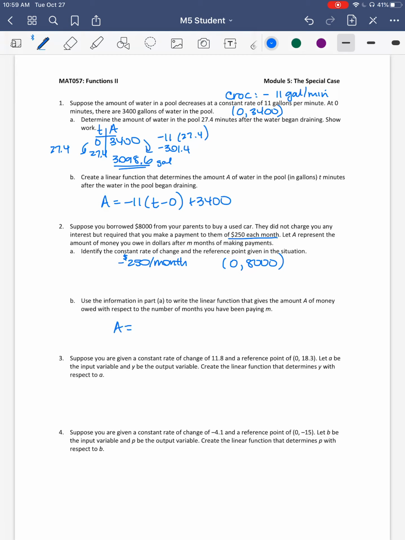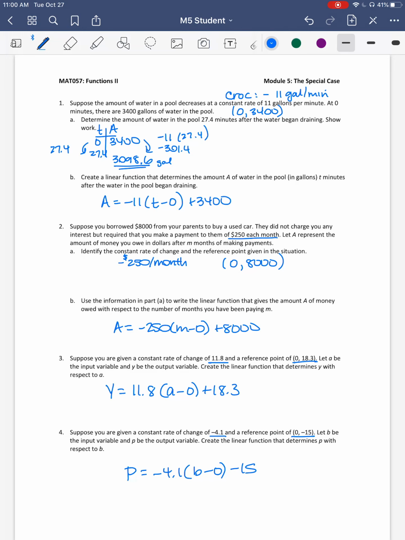And so then when I go to write my function, it's going to be something similar to the one above, like this. Question 3 says, suppose you're given a constant rate of change of 11.8. Reference point there, let A be the input and Y is the output. So Y equals just 11.8 times A minus 0 plus 18.3. Question number 4, suppose you're given a constant rate of negative 4.1 and this reference point, B is the input, P is the output. So again, I'm just going to write my formula like so.